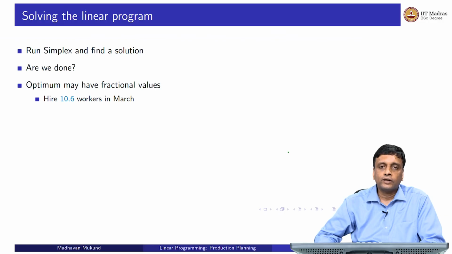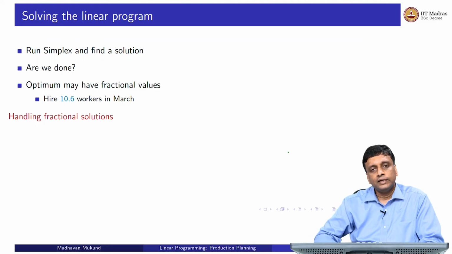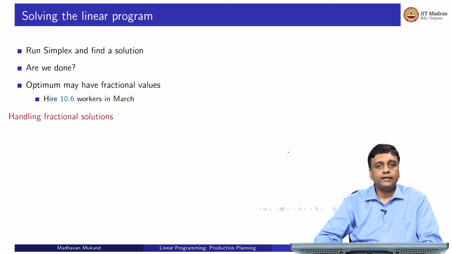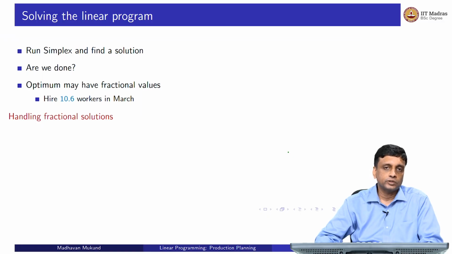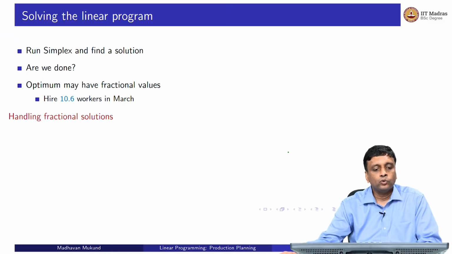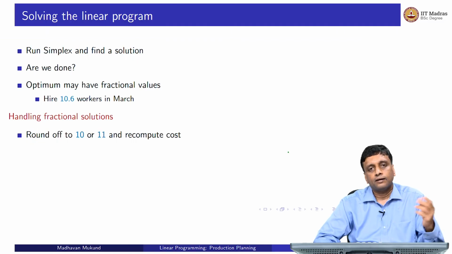Now obviously I cannot hire 10.6 people because people are indivisible, right? I can hire 10 people, I can hire 11 people, I cannot hire 0.6 people. So then we have to deal with this problem where we are expecting integer solutions, but our linear program gives us fractional solutions. So one way to do it is to take a fractional solution which is produced by simplex, and try to round it off.